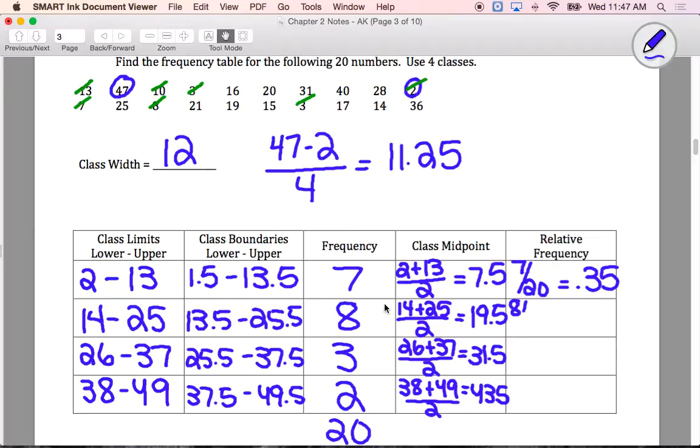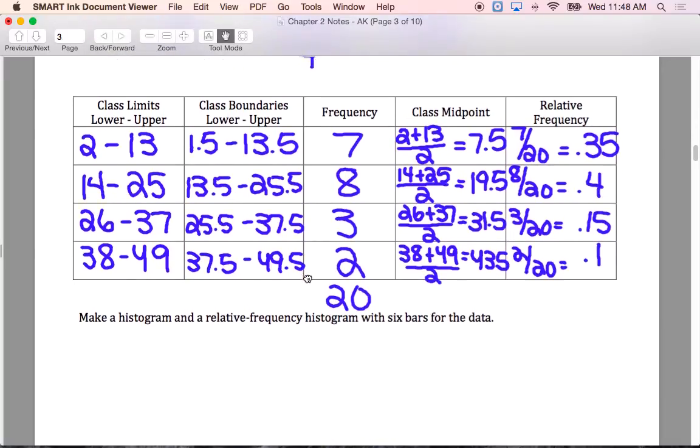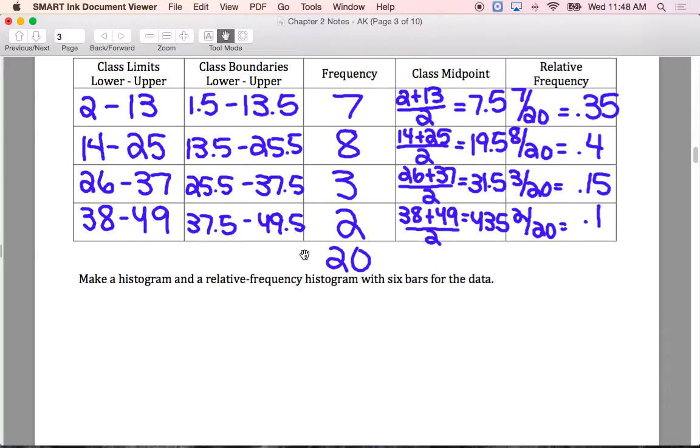So you're going to take 8 divided by 20. You're going to take 3 divided by 20. And you're going to take 2 divided by 20. So we've got 0.4, 0.15, 0.1. So this is going to be my frequency table. Now with that frequency table, we are now going to make what they call a histogram and a relative frequency histogram.